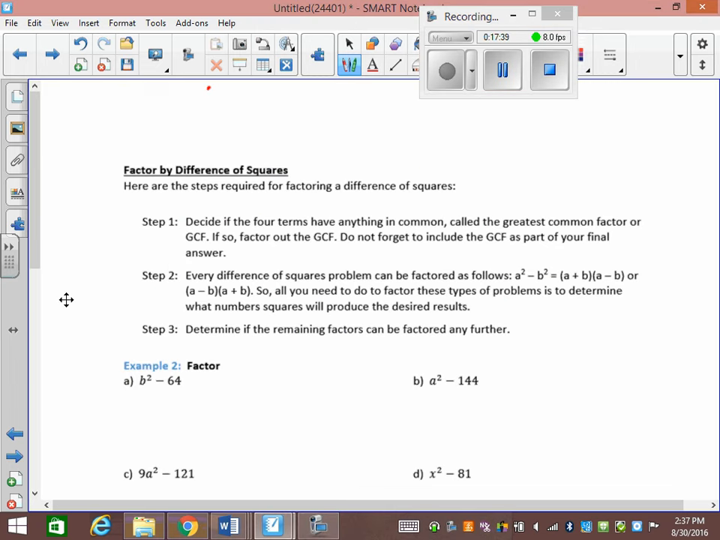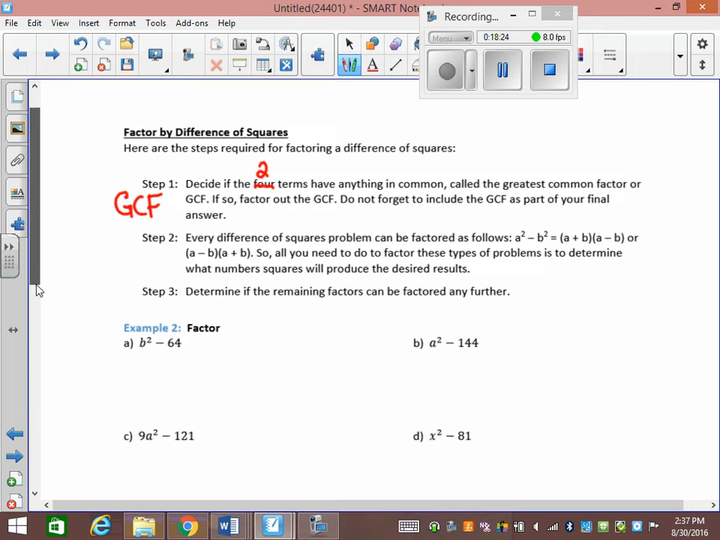Alright. So difference of squares is the last we have to deal with. If you can't spot GCF, you can't spot difference of squares, it's really hard. Here are the steps required for factoring difference of squares. Every difference of squares problem can be factored as follows. Step 1: check for GCF. See if you can get that out of it. And then factor.